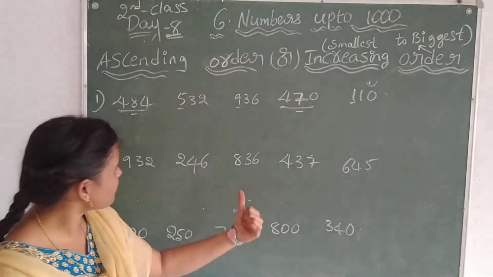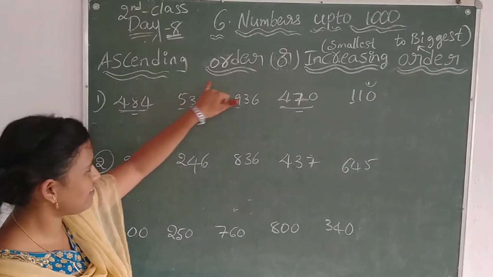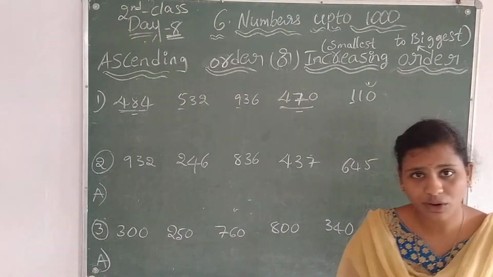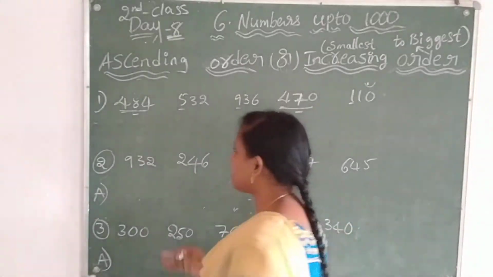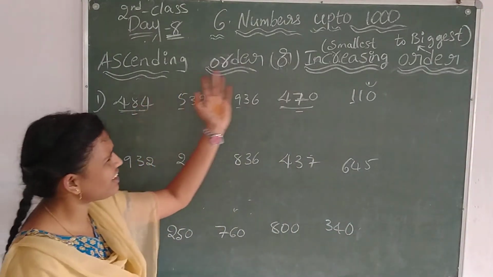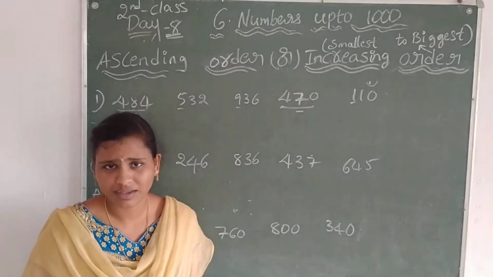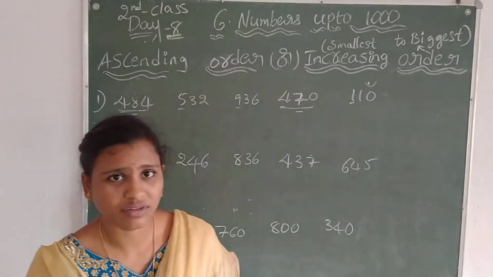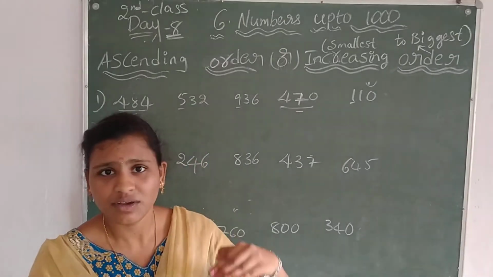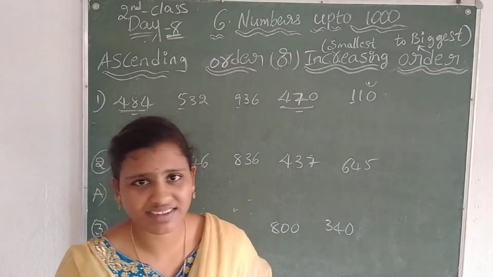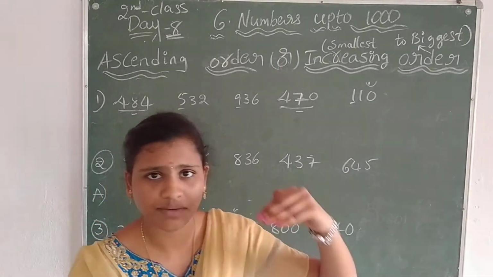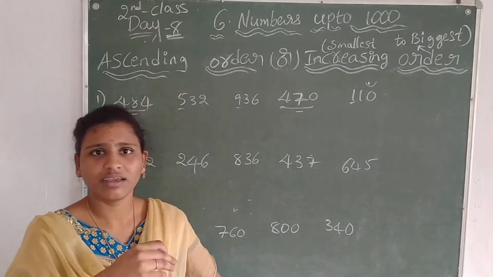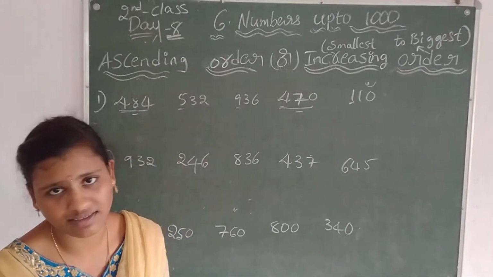Students, today we are discussing the 6th chapter: ascending order or increasing order. Let's see the first one. Ascending order or increasing order means smallest to biggest number. For example, we are changing the classes one by one: first class, next second, third, fourth, fifth, sixth, like that. That is increasing the classes.